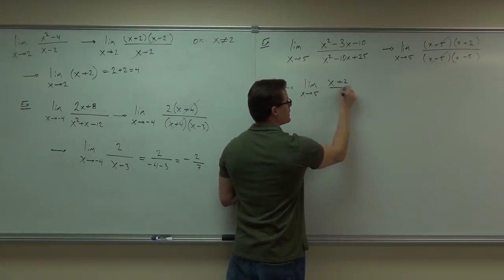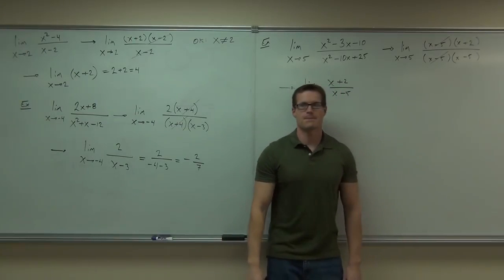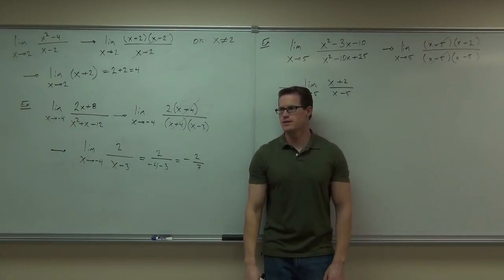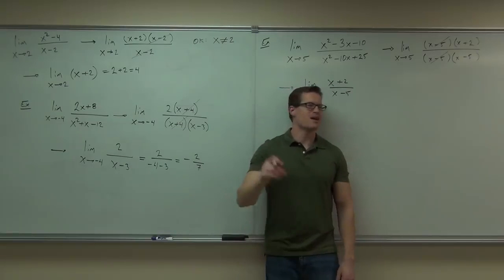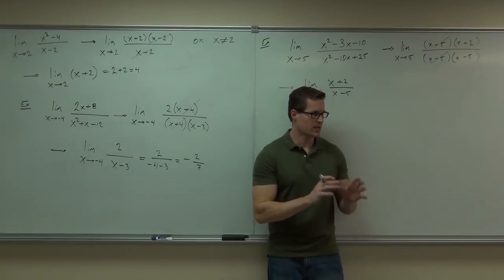X is still approaching 5. X minus 5. Try to plug in the 5. What are you going to get? 0. You're going to get 7 over 0. Is that still a problem? Yes. Oh, man. So wait a second. What do you do if you still have a domain issue on this thing?